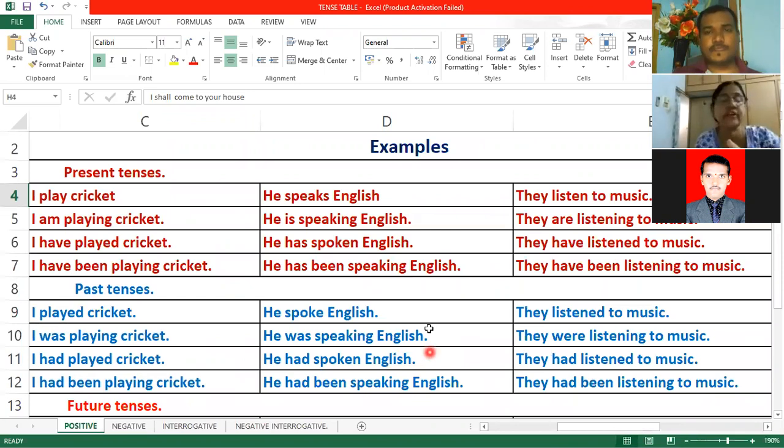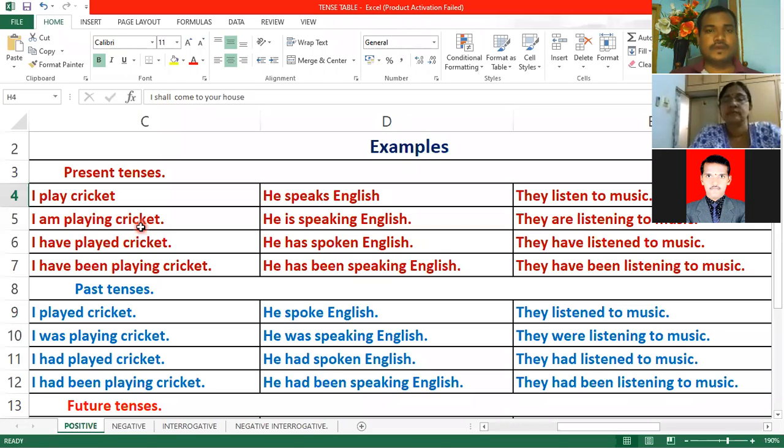Sir, you did not explain past tense. Yes, ma'am. We are going to talk about that a little later, because first we need to start with present, then we can go for past, then we can go for future. So today we are talking about present tense, all four types.